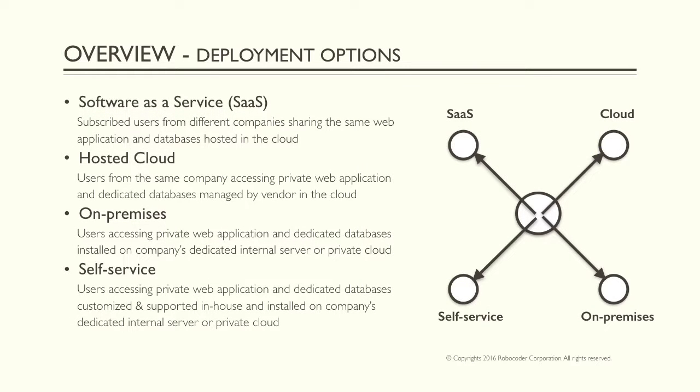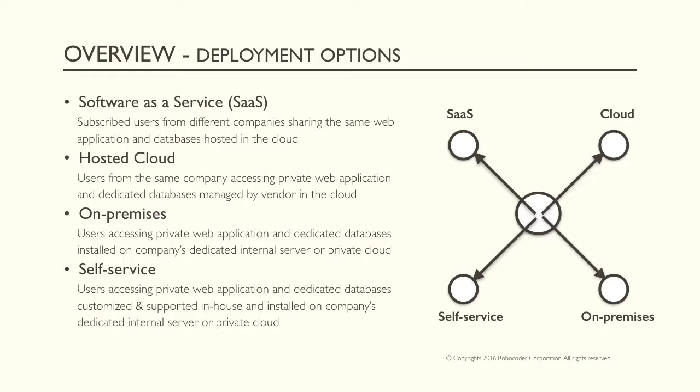There are 4 deployment options. Deploy to a cloud server, so subscribed users from different companies can share the same web application and databases. We call this software as a service or SaaS. Deploy to a private cloud managed by vendor, so users from the same company can access a private web application and dedicated databases. We call this a hosted cloud service.